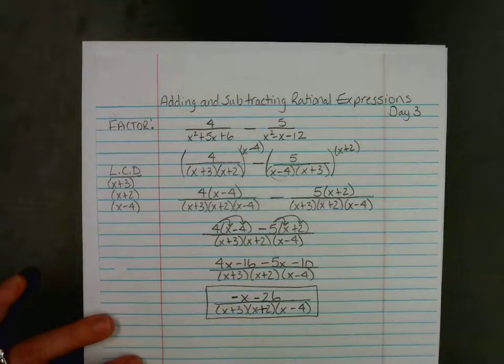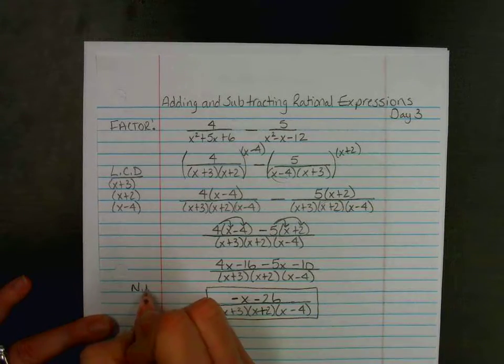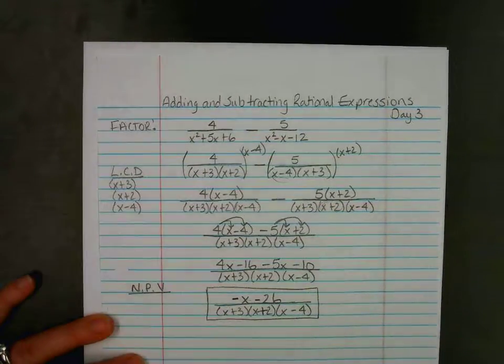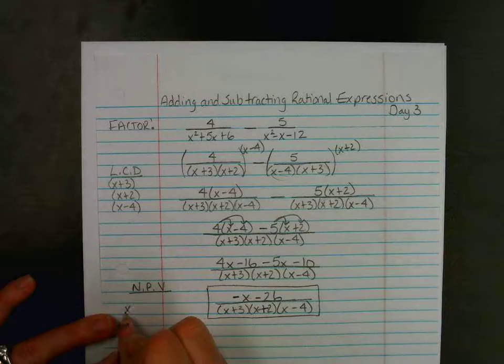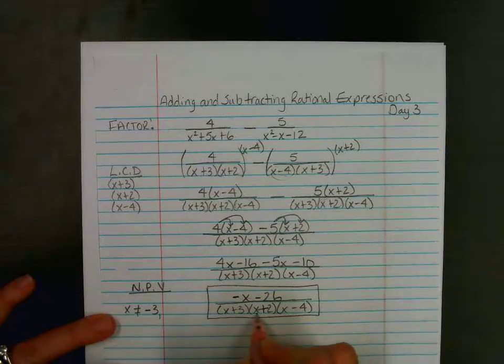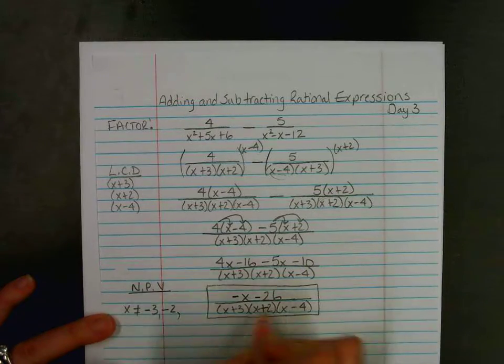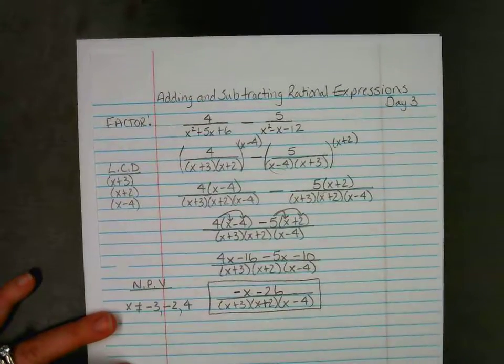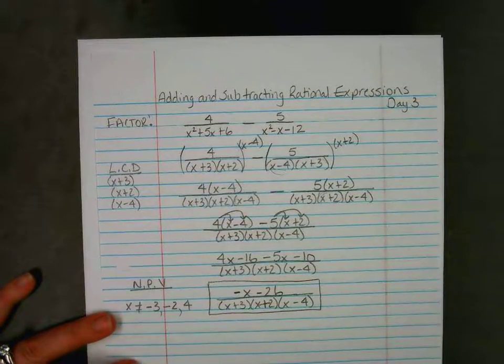Okay, what we did forget to talk about was our non-permissible values. And my non-permissible values for this expression would be x cannot equal a negative 3, a negative 2, and a positive 4. And that is how you add and subtract rational expressions.